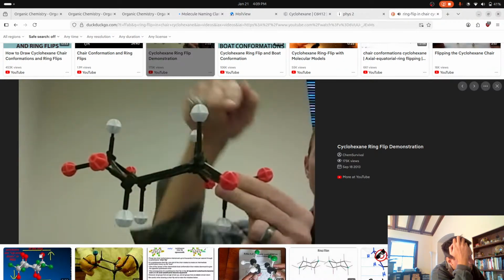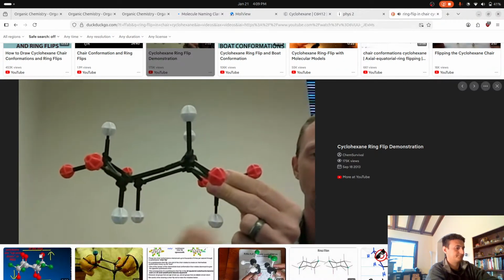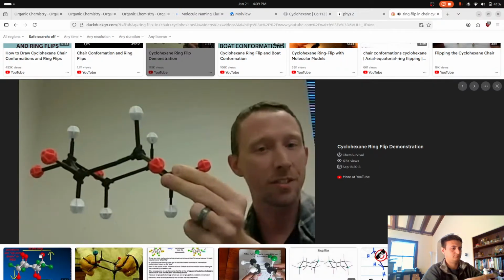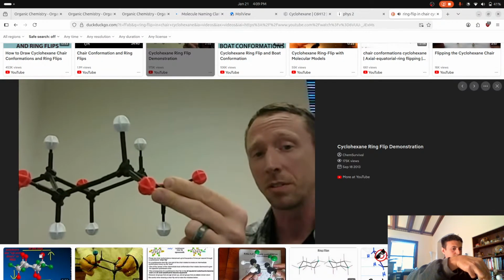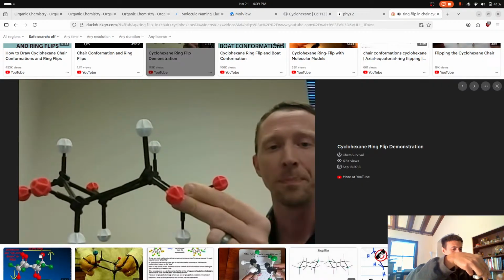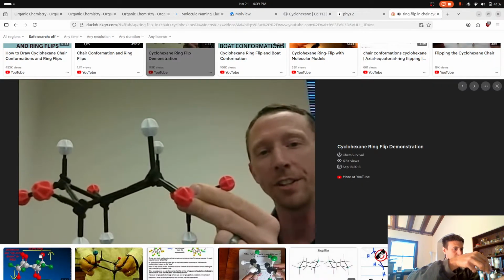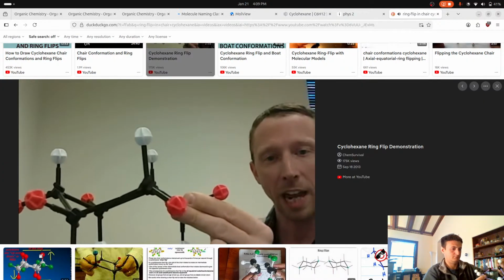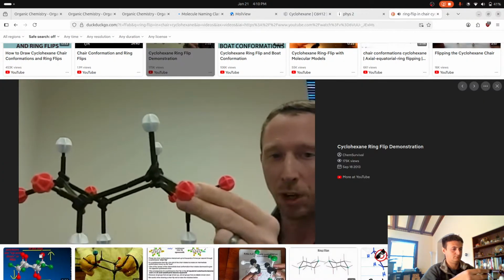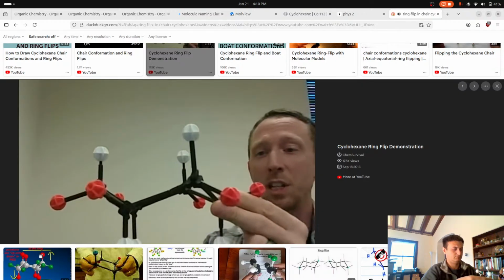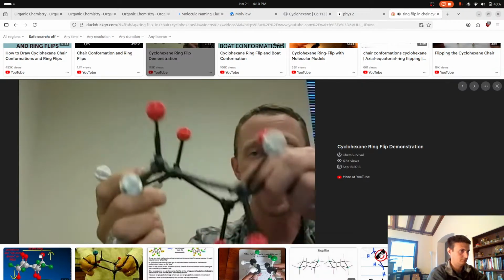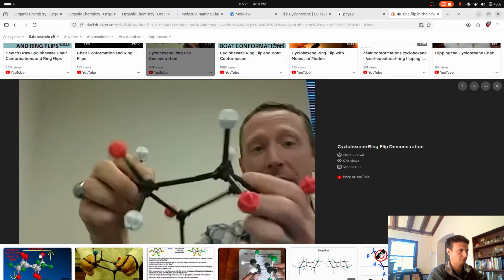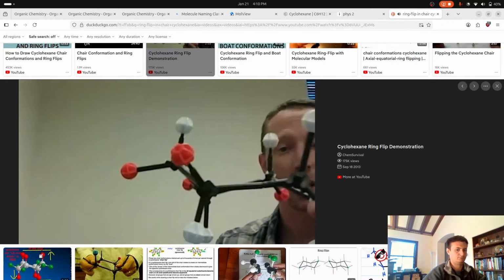All the white substituents are now in the axial position, and all the red are now in the equatorial. So this process of ring flipping doesn't break any bonds, so it's just a conformational change. But it results in a wholesale interconversion between axial and equatorial. All my axial atoms become equatorial, all my equatorial atoms become axial. And I can do this back and forth as many times as I like. I can ring flip back again, now I have my red in my axial. I can ring flip again. Now my white are back in the axial position.